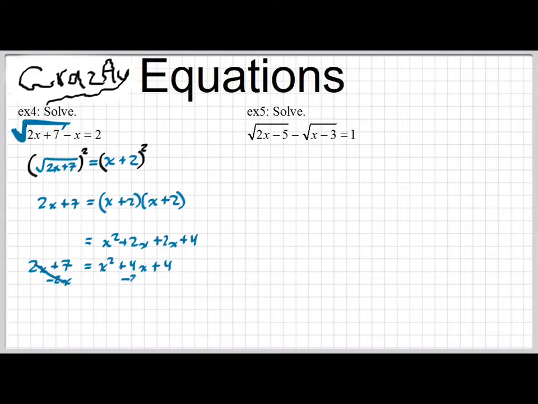All right, so I'm just going to do two operations in one. I'm going to subtract 2x and then subtract 7 from both sides. And so I get 0 equals x squared plus 2x, and then that's going to be a minus 3.